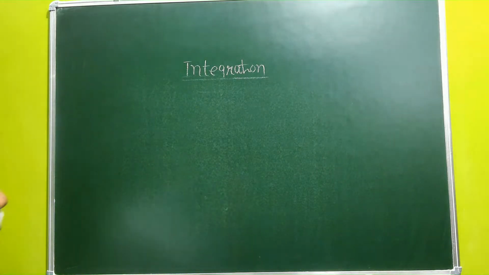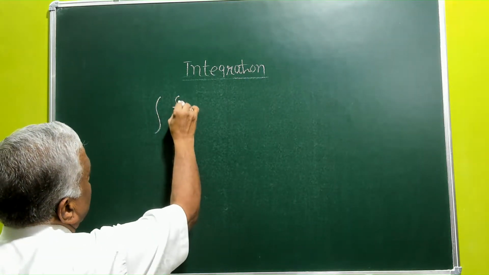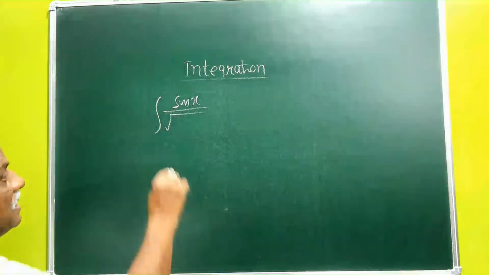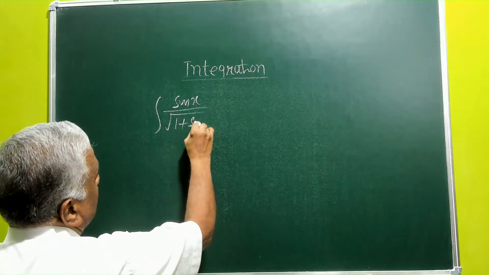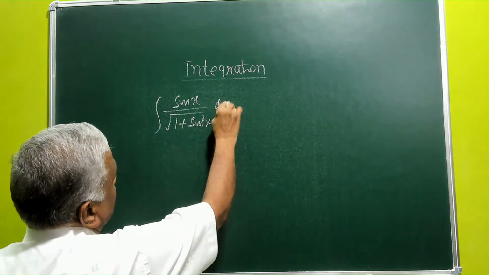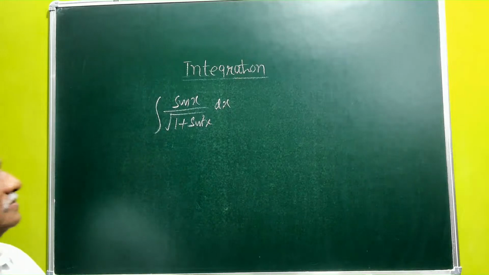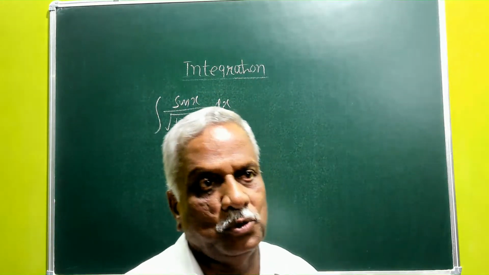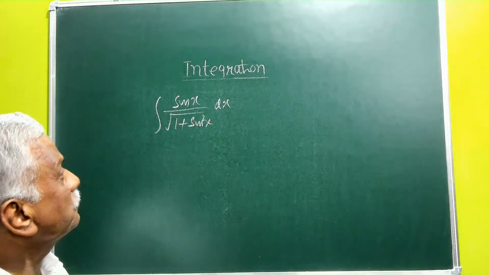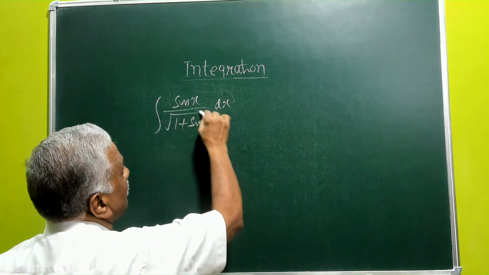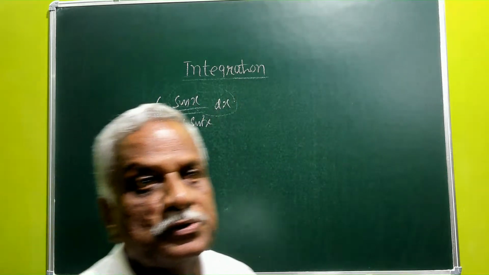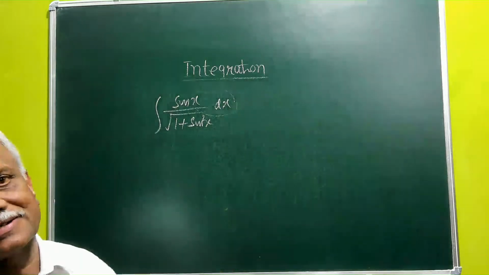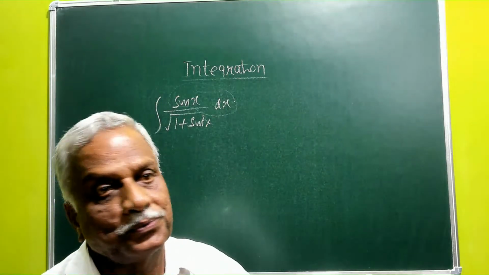The next problem is sin x over root of 1 plus sin square x. You can't rationalize, and if you put sin x as t, you won't get it. So one idea you should get: you should choose a function that, when differentiated, gives sin x. That is only cos x, but they have not given cos x. So this is a hint for you.